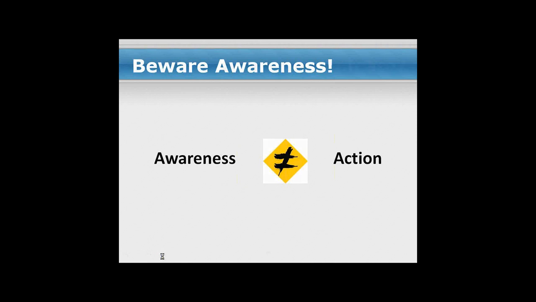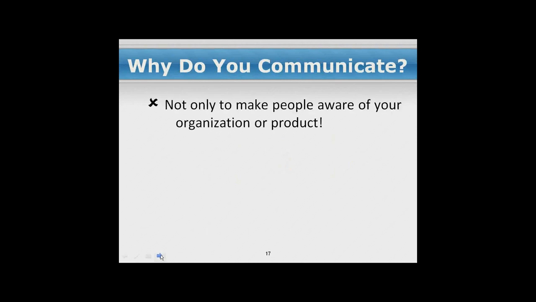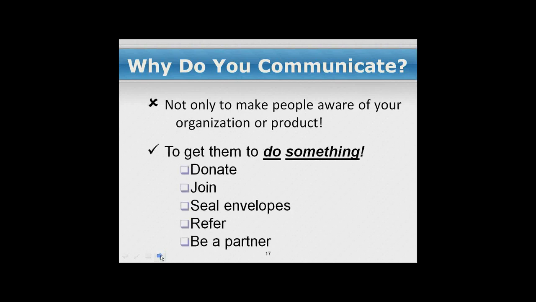So why is it that we communicate? We don't communicate just to make people aware of our organization or product. We want them to do something. In our fields, we're asking them maybe to donate. We might get them to support an organization, to join a committee. Maybe we need volunteer workers, and we need to have a successful volunteer program. So we're going to be specific and ask them to do something. We might ask them to refer. We might actually ask them to become consumers of our services.